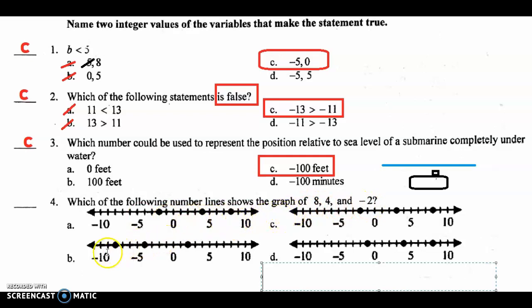Let's try a different one just to show you guys. So right here I have 0, 1, 2. So this is positive 2. This is negative 1, 2, 3, 4. Negative 4. And negative 1, 2, 3, 4, 5, 6, 7, 8. So this is showing me negative 8, negative 4, and positive 2, which is the opposite of these, right? So our answer is going to be A.